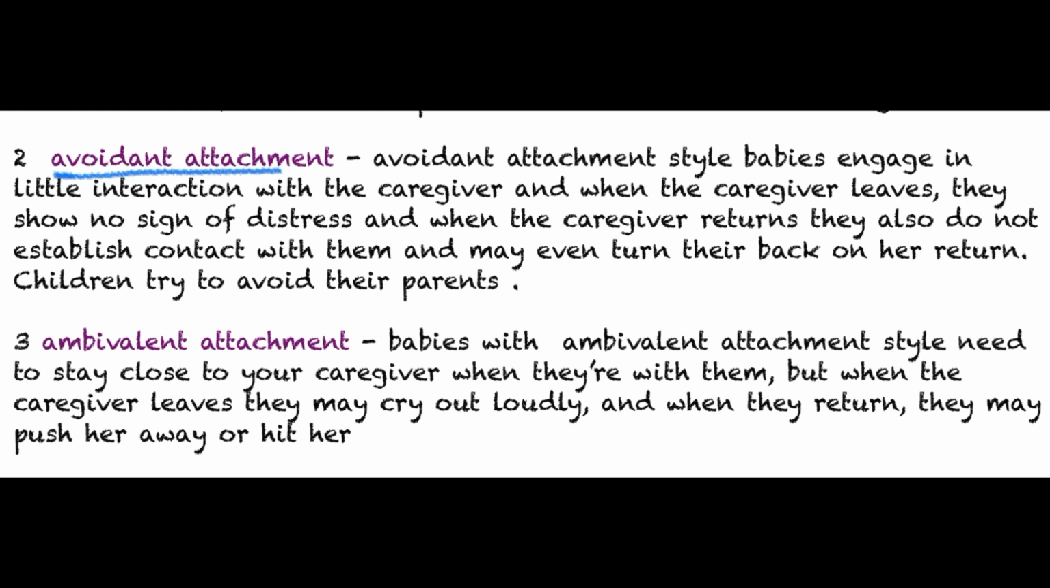Like, these avoidant attachment style children mostly try to avoid their parents a lot because they might have abusive or neglectful caregivers. For that they become like this.